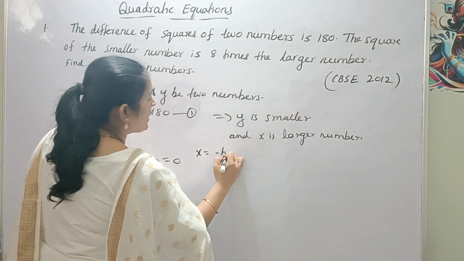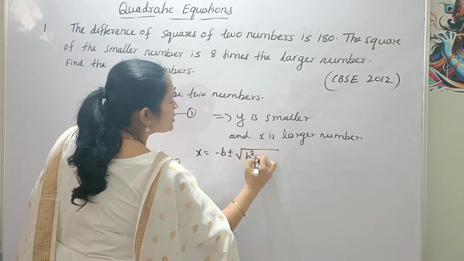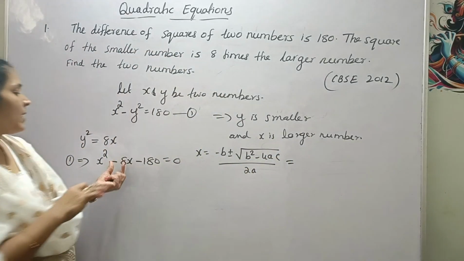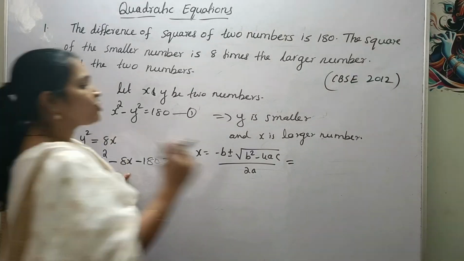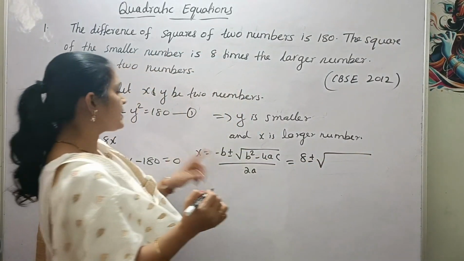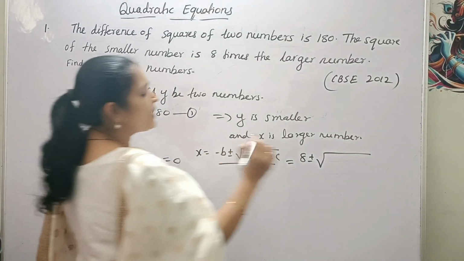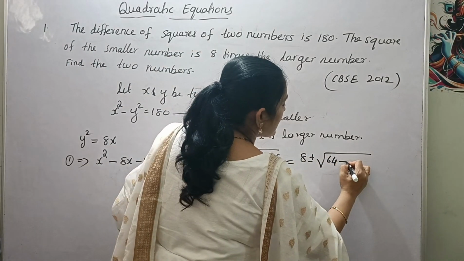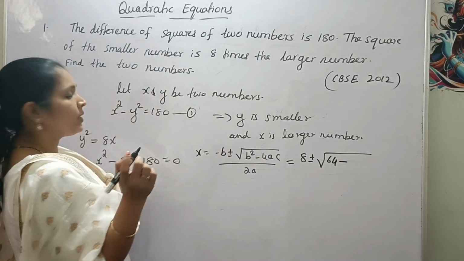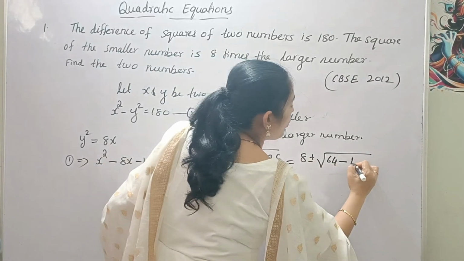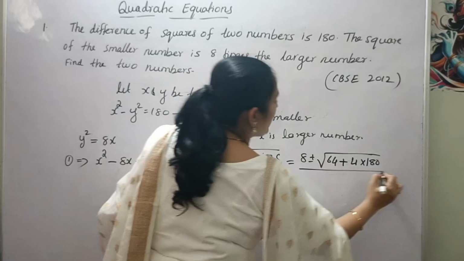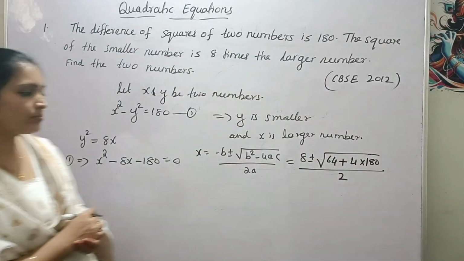So x is equal to minus b plus or minus root of b square minus 4ac divided by 2a. What is b? b is nothing but minus 8. So minus of minus 8, that is 8, plus or minus root of b square, minus 8 square is 64, minus 4ac. 4 into a is 1, c is minus 180. So 4 into minus 180, minus minus becomes plus, so 4 into 180, divided by 2 into a, 2 into 1.